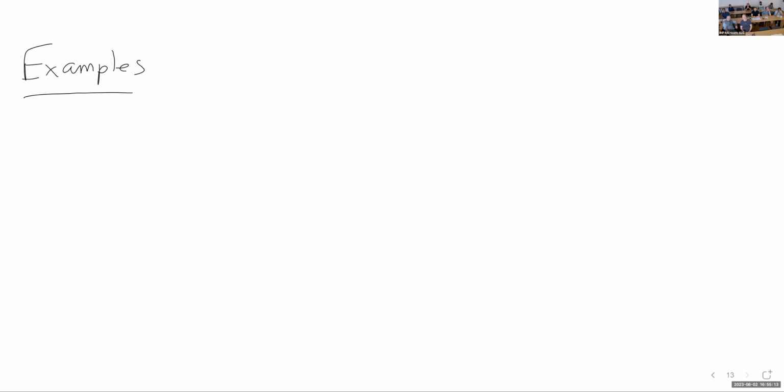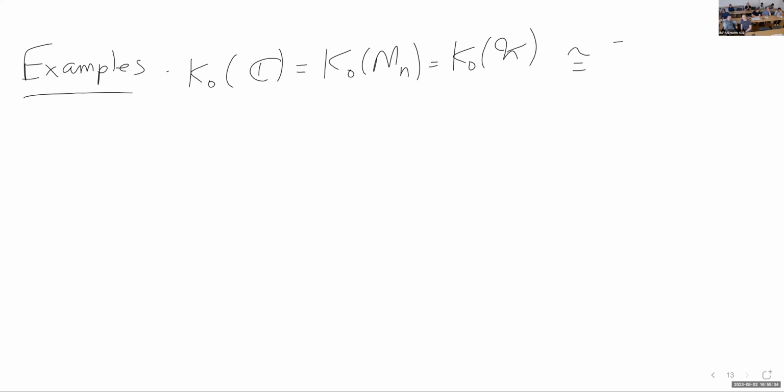All right, so some examples. First of all, K0 of the complex numbers is the same as K0 of the n by n matrices, the same as K0 of the compact operators, and it's the Grothendieck group of the natural numbers, so it's the integers. All the time I mean isomorphic. K0 of, on the other hand, is 0 if H is infinite dimensional.